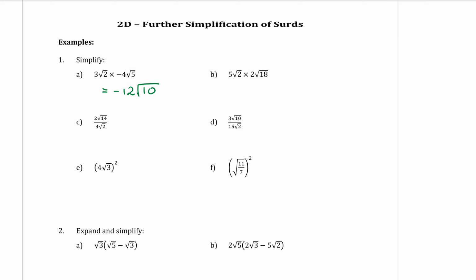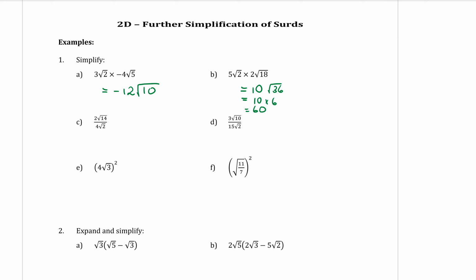Repeating that process for part B, we multiply the numbers at the front of the surds. So 2 times 5 is 10. And we multiply the numbers underneath the surds. 2 times 18 is square root of 36. Now this time we can simplify that surd. The square root of 36 is exactly 6, so it's 10 times 6, making the final answer 60.